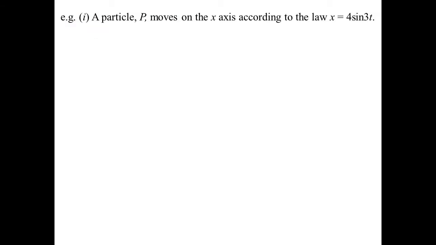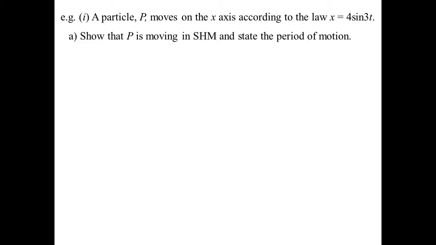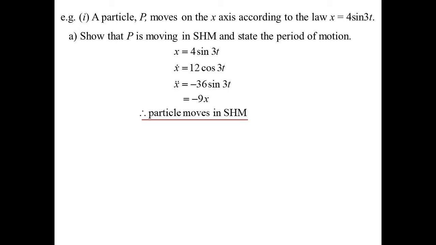So they've given us the displacement equation this time. And one of the things they love doing is say, well, show it's moving in simple harmonic motion. So I need to show it satisfies that differential equation. Just a little bit of differentiating. So x is 4 sine 3t, so velocity is 12 cos 3t, acceleration is minus 36 sine 3t. Oh, look at that. That's equal to minus 9x. So it is in that form of minus n squared x. So yep, that is simple harmonic motion.